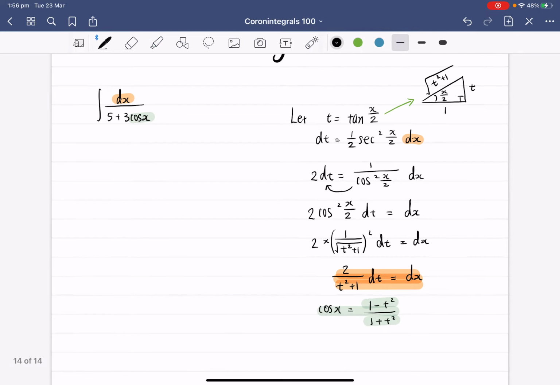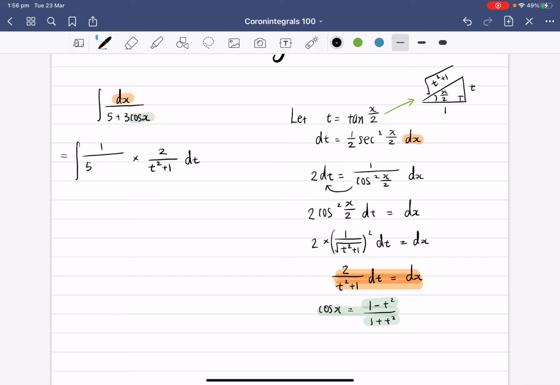All right, so let's start to do the question. Finally, we can actually do the question now. The dx, which is on the top here, now becomes 2 over t squared plus 1 dt. So I'm just going to change that into 1 over first, and then I'm going to times by 2 over t squared plus 1 dt.